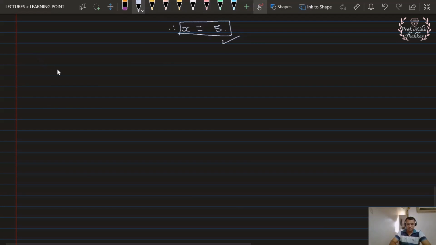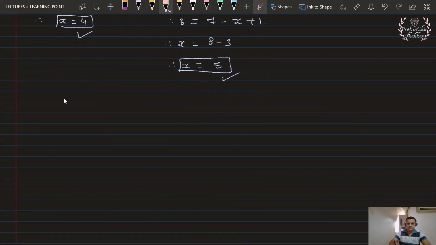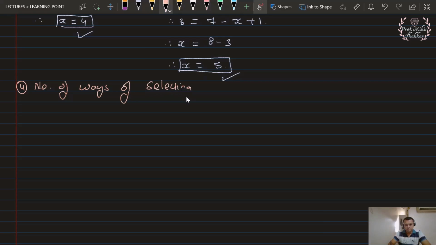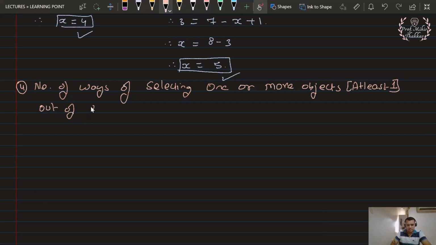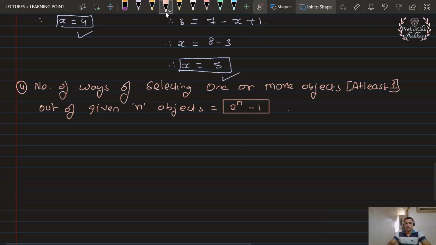Now property number 4 we will see. Number of ways of selecting one or more objects, that is at least one, out of given n objects is equal to 2 to the power n minus 1. Now let us understand this with the help of a small example.